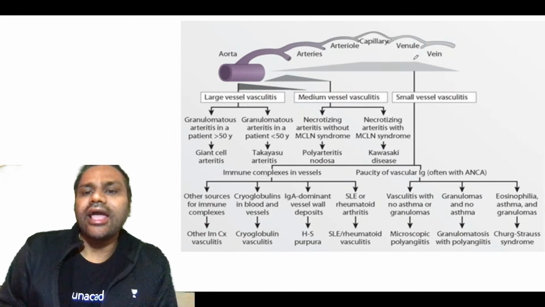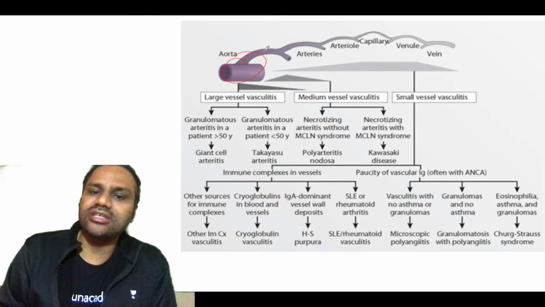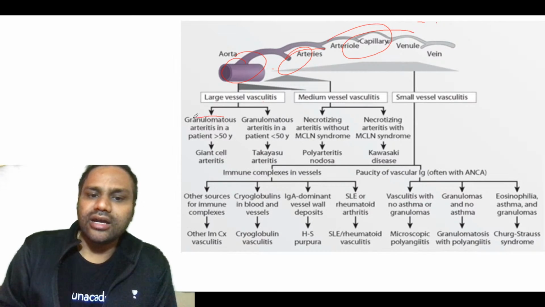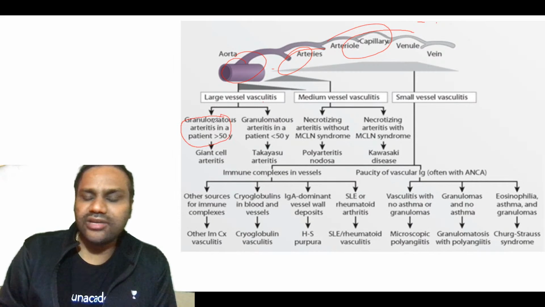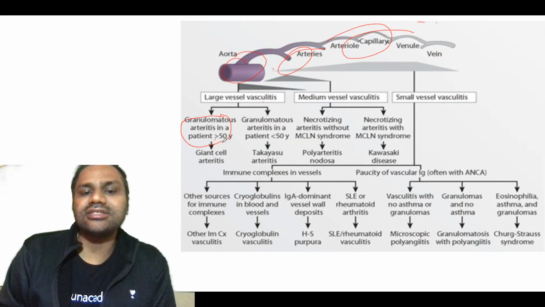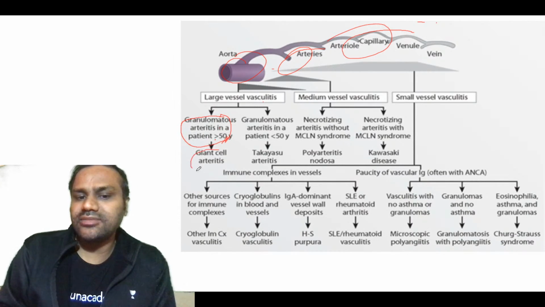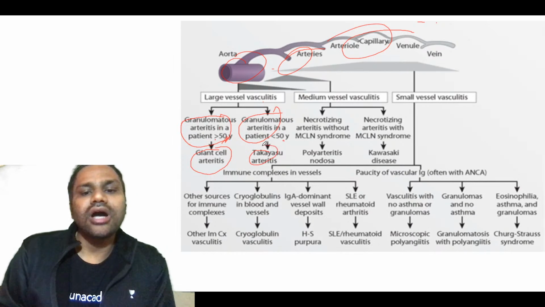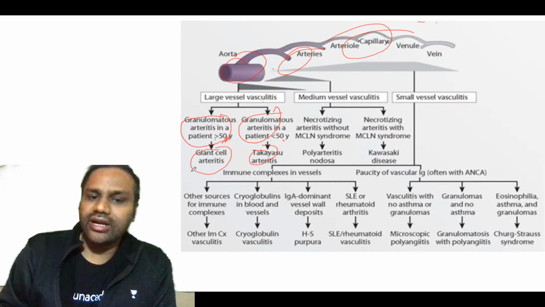Now let me explain this in a better way. So these are basically vessels. Okay, these are the large vessels, these are the small vessels, and this is the medium sized vessels. Basically, large vessel vasculitis is granulomatous arteritis. If you have granulomatous arteritis in a patient greater than 50 years, then it is basically giant cell arteritis. If there is granulomatous arteritis in a patient less than 50 years, then that is Takayasu arteritis. Okay, so you can diagnose this way.